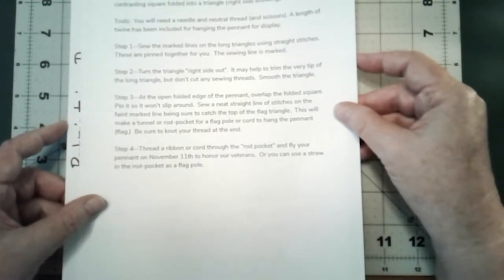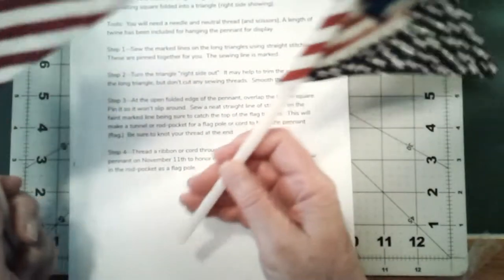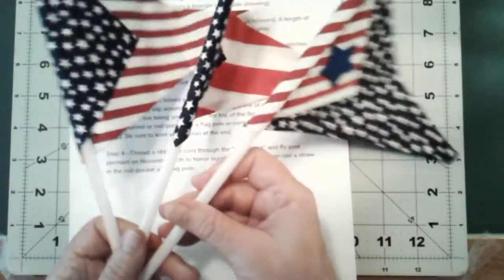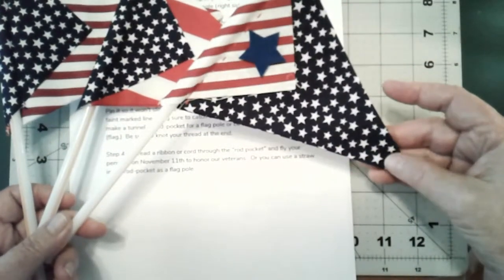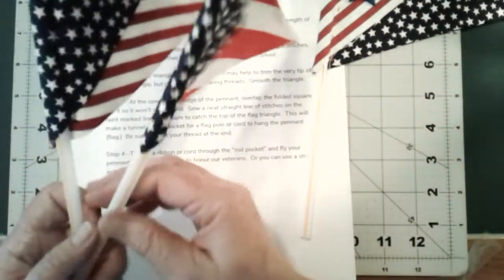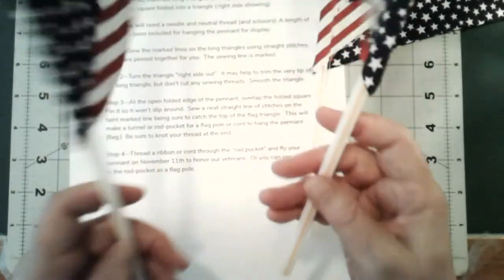Our project that I'm talking about today is patriotic pennants. Coming up is Veterans Day, and what is a nicer way to honor a veteran in your family than by giving them a patriotic symbol of the red, white, and blue and thanking them for their service to our country.